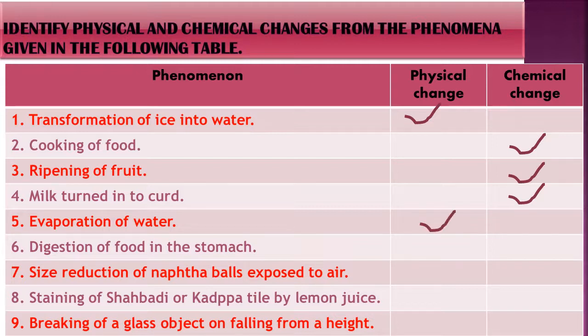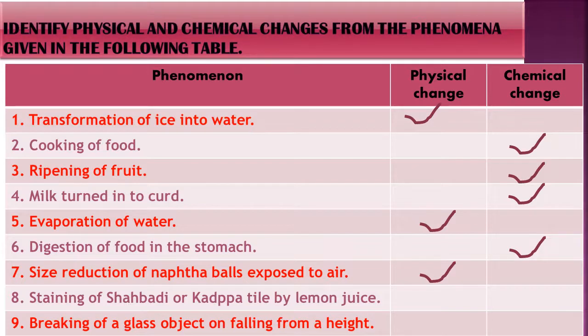Evaporation of water is a physical change. Now the sixth is digestion of food in the stomach. It is again a chemical change. Now the seventh is size reduction of naphtha balls exposed to air. So which change is this? This will be a physical change.